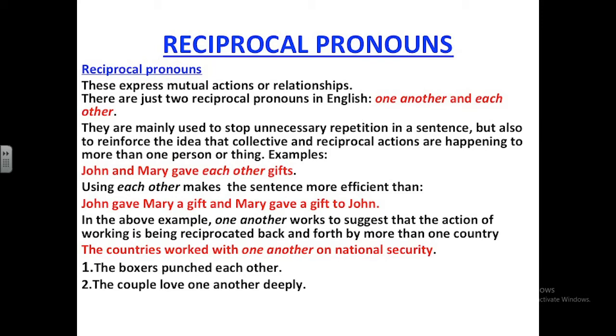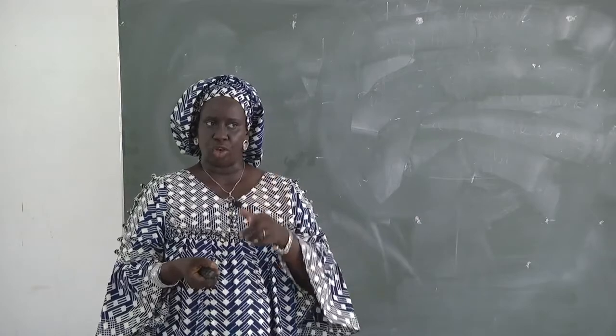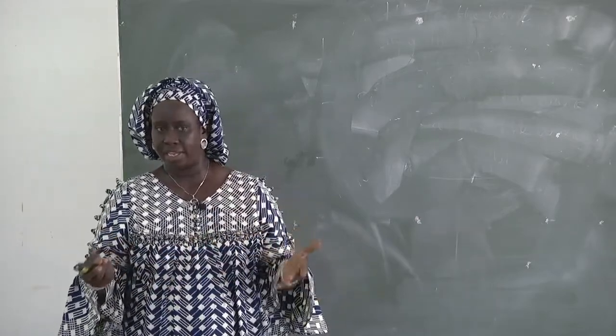What is happening between, not happening to only one person, but to him or her and to others as well. Okay? As we have in the examples here. John and Mary gave each other gifts. John did not only give a gift to Mary, nor did Mary only give a gift to John, but they gave each other. John gave to Mary, and then Mary gave to John. So John and Mary gave each other gifts.